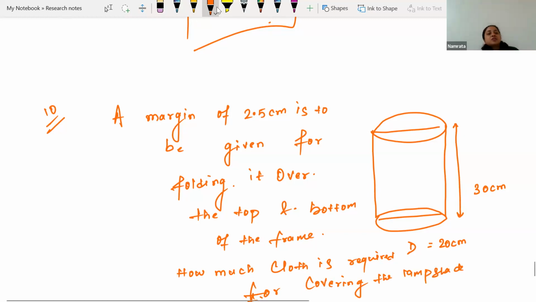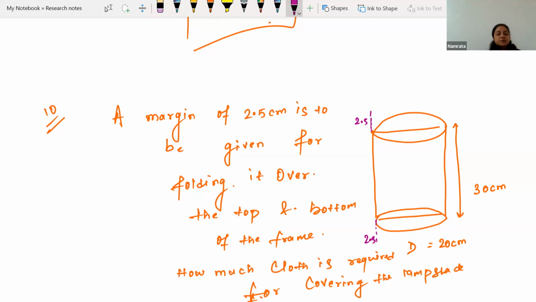Again, to cover the lampshade means you are going to cover the total surface area of the lampshade. Now here one twist is there only, that a margin of 2.5. So here also you need 2.5 extra. Here also you will need 2.5 extra, so that you can fold it. Later on you can fold it and you can wrap it properly. So we have to find the total cloth required for covering the lampshade.